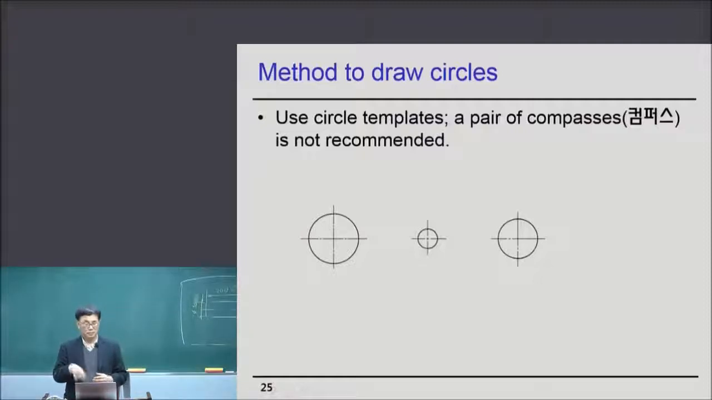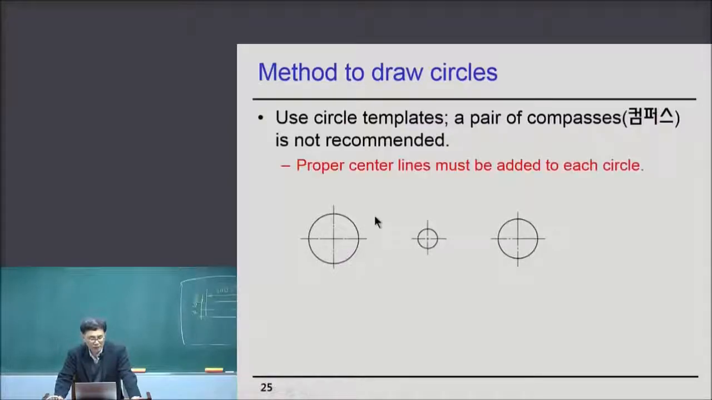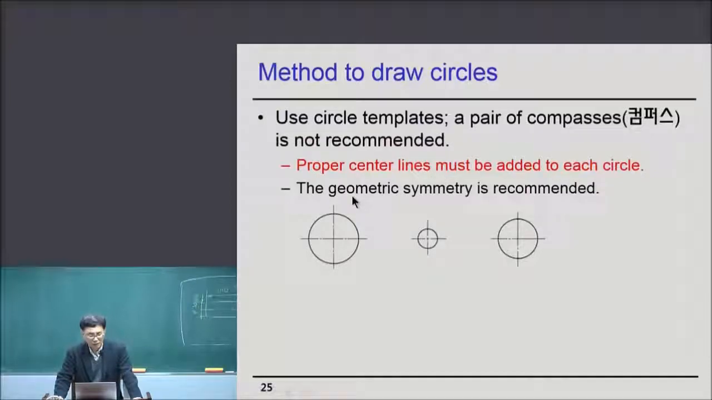And the method to draw circles is just using the circle template. You make a circle, not using the compasses. Compasses are not recommended. So use a circle template, and adding the proper center line is important. So a center line must be added to each circle. And geometric symmetry is recommended.